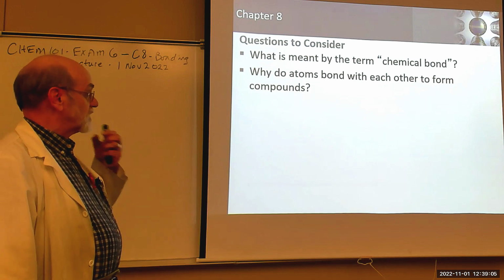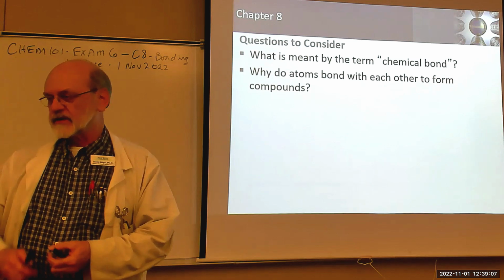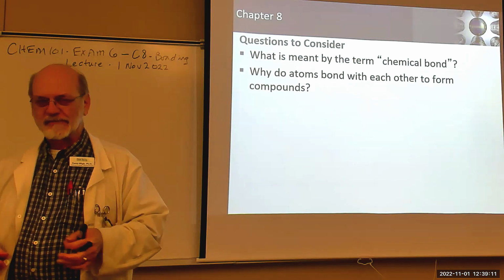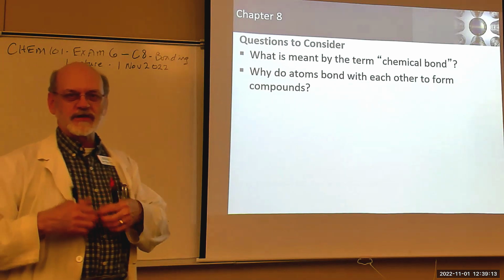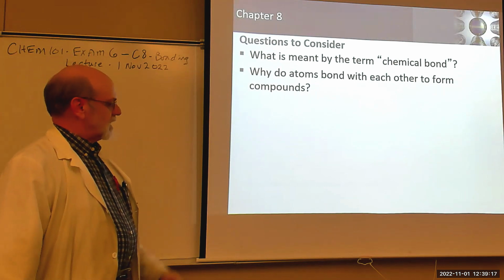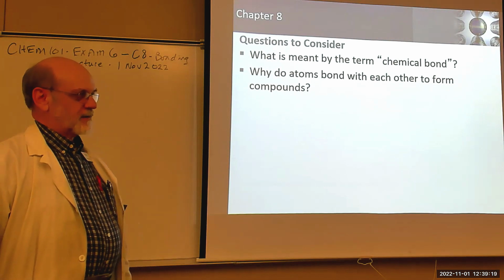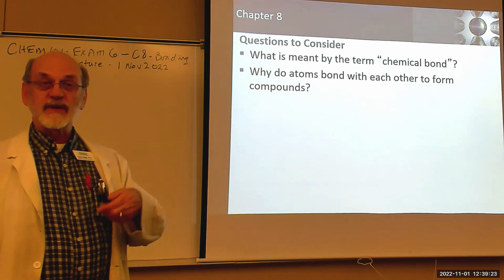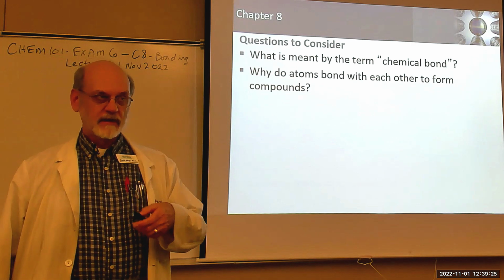Why do atoms bond to each other to form compounds? Why don't they just stay individual atoms? Wouldn't they be happier? Right? They'd have all their own electrons and they wouldn't have to give any away. Chemical bonds form because it's mutually beneficial to the atoms.